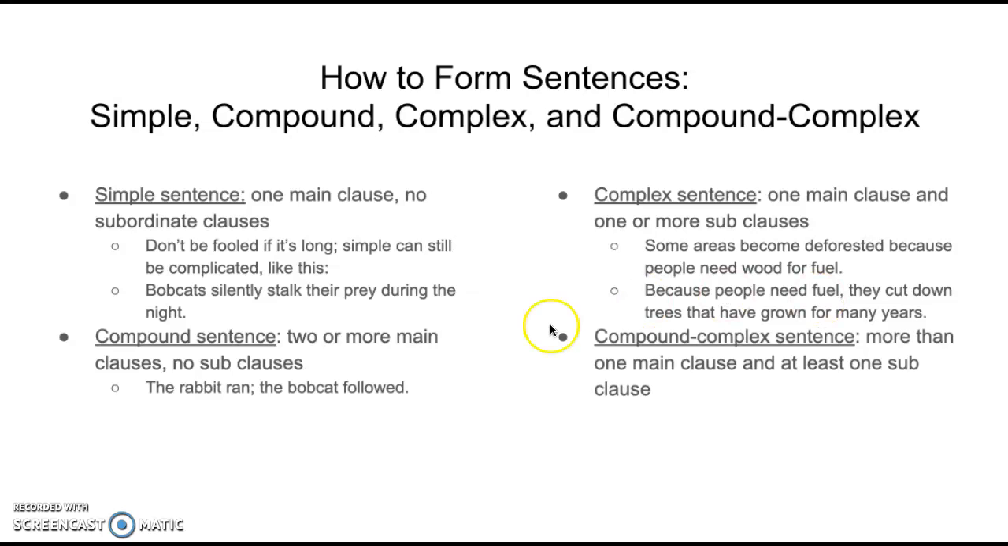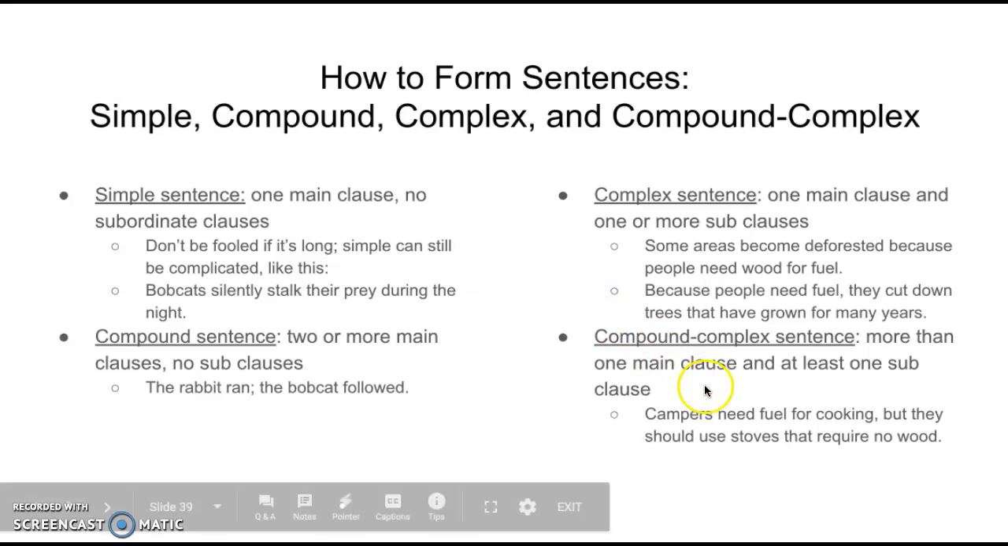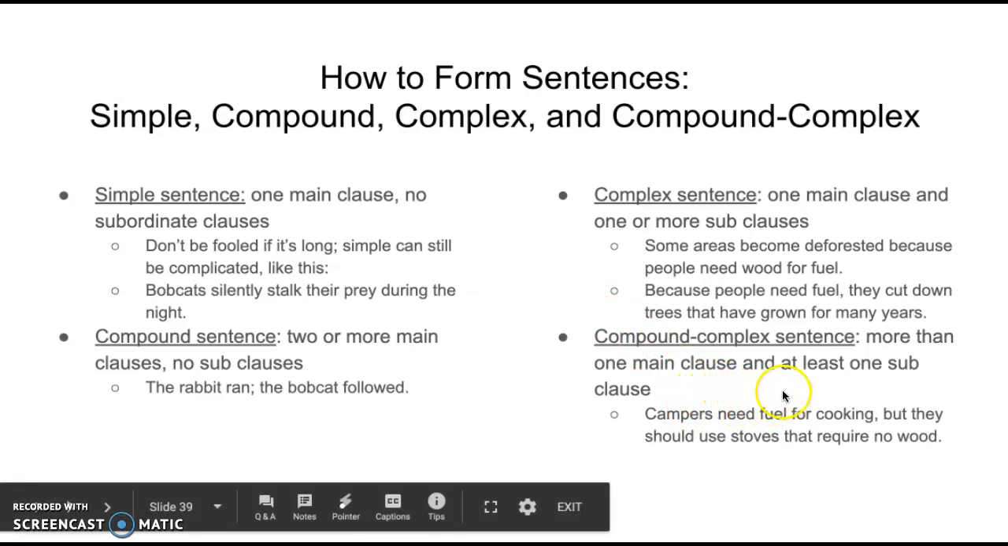Compound complex, the Mac Daddy of them all. That's when you squish a compound sentence together with a complex sentence, and you get compound complex. That's when you have more than one main clause and at least one subordinate clause, so it can get pretty long. The example, campers need fuel for cooking, comma, but, all right? So this is connecting the 2 main clauses.